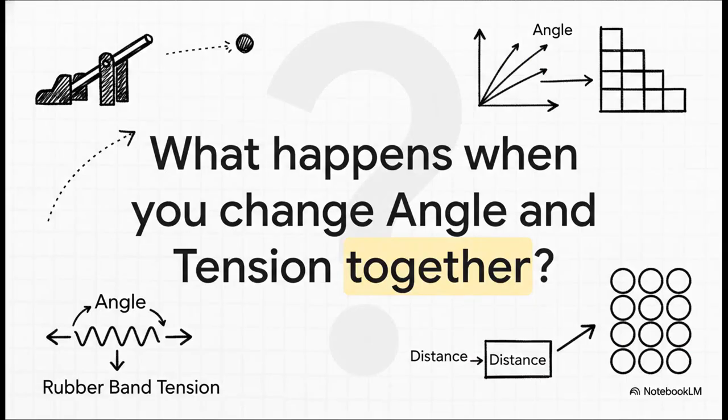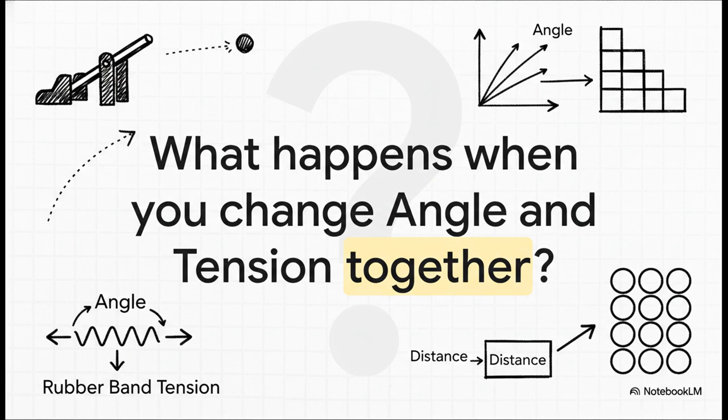Let's jump back to our catapult. We can test the angle, right? And we find that a higher angle makes the projectile go further. Okay. And we can test the tension on the rubber band and find that higher tension also makes it go further. Great. But the million-dollar question, the one DOE forces you to ask, is this.